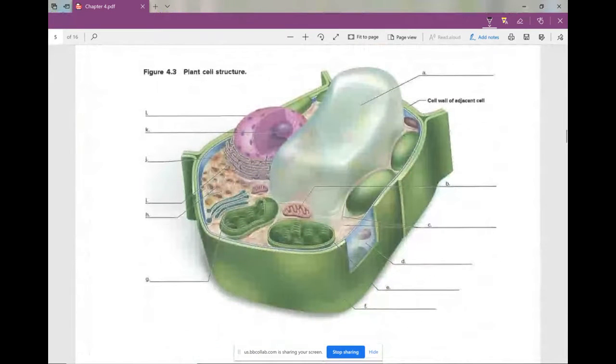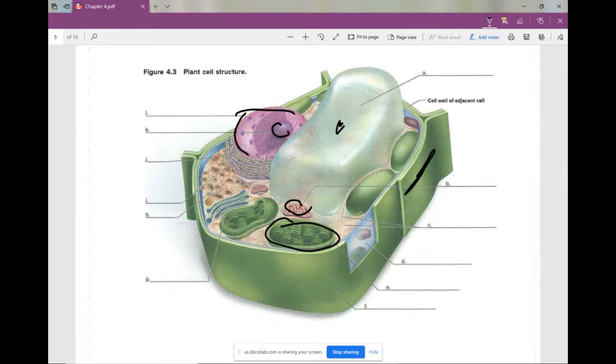And you do the same thing for the plant cells. So here's your central vacuole, right? Here's your nucleolus, and here's your nucleus, your mitochondria, and your chloroplast. And of course, your cell wall. This might get a little bit more complex with the cell wall. Depends.